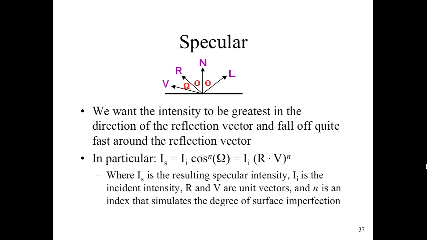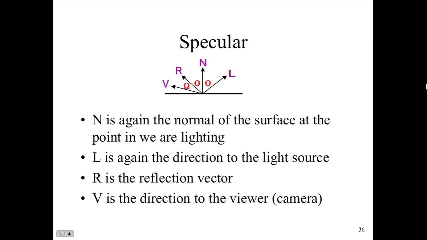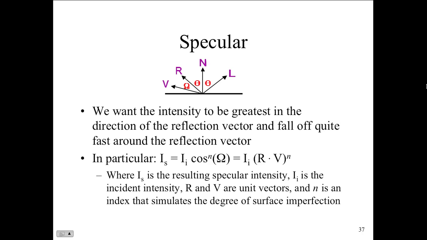So you want the intensity to be the greatest in the direction of the reflection vector and fall off quite fast around the reflection vector. So intensity is higher in the beginning, at the center of where we're going to hit the normal, and then it falls off and it kind of tapers. So we have a shininess that doesn't break off completely.